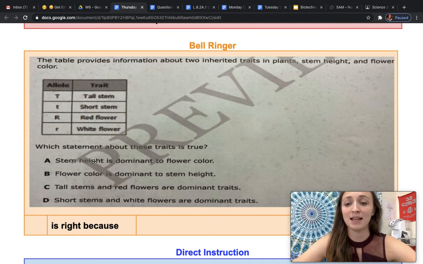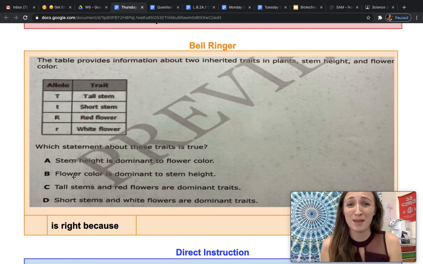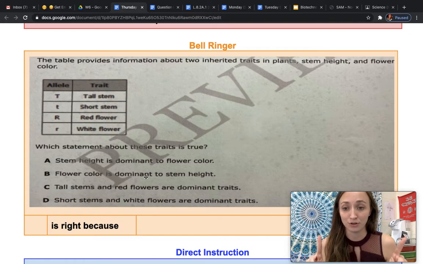This statement says that all of stem height, either tall or short stem, is dominant to the flower color. We know this one's probably not true, because what's dominant is a version of a trait, not the trait itself. You can't have height be dominant to color because those are two separate traits. What's going to be dominant is a type of trait, so either tall or short, or red or white. So it's not going to be A. B says pretty much the same thing, but backwards. It says flower color is dominant to stem height. Again, that's not true because those are two completely different traits.